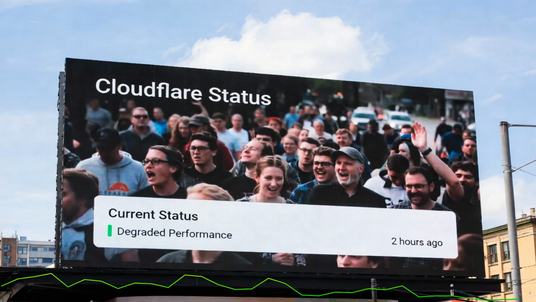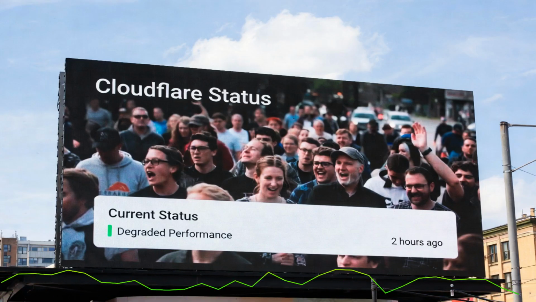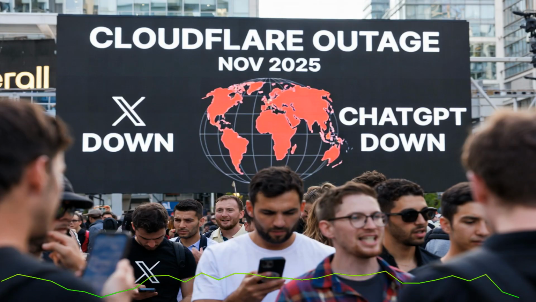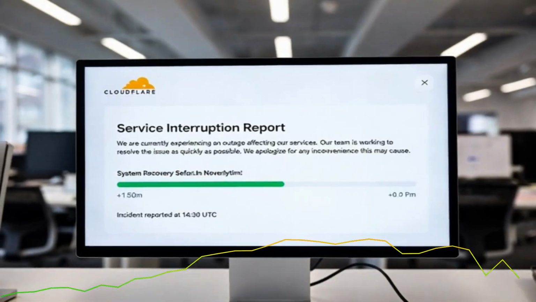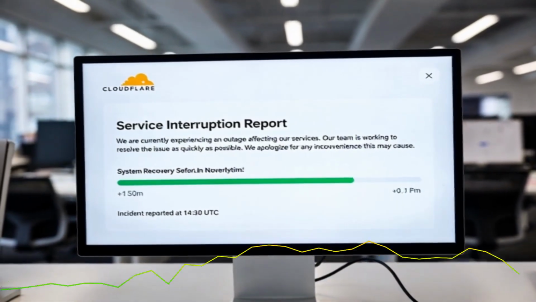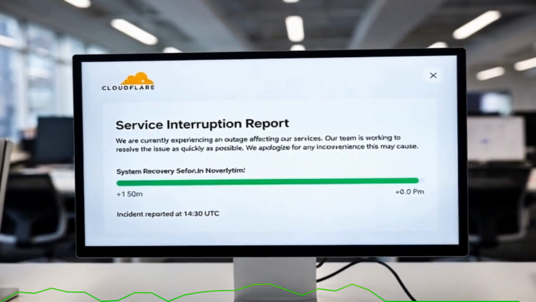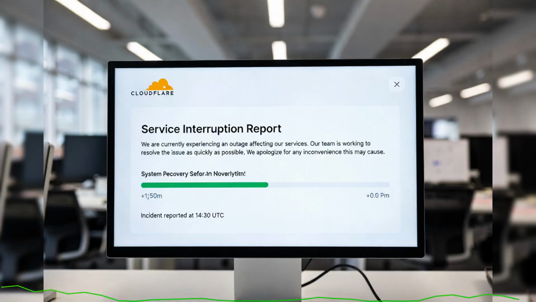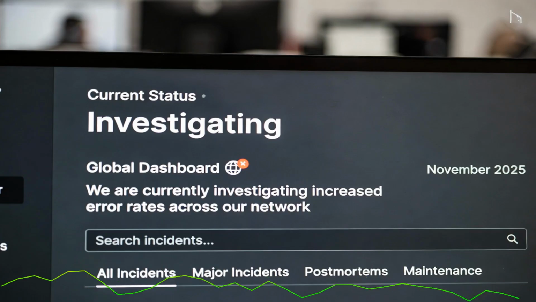Summary. To wrap up, the Cloudflare outage of November 18, 2025 was a stark reminder that the internet is held together by software, and software has bugs. It wasn't a hardware failure. It was a complexity failure. A database migration interacted with a security dependency in a way that nobody predicted, causing a global deadlock.